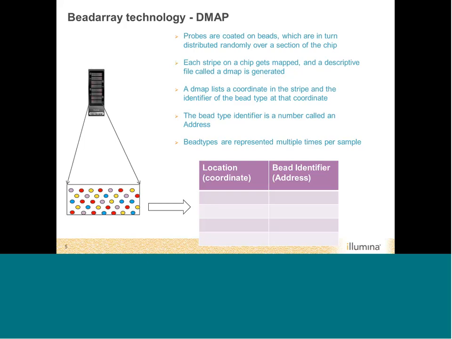Now, bead types are represented multiple times per sample. As you can see in this diagram, there are multiple red beads, multiple yellow beads, and those colors simply represent particular bead types, which in turn are coded with each with a single particular type of oligo.